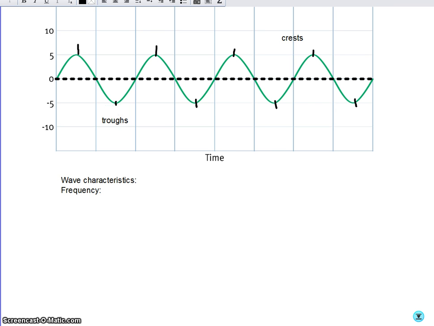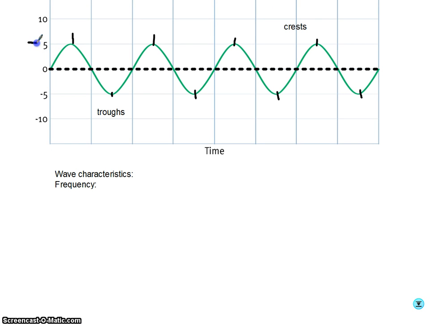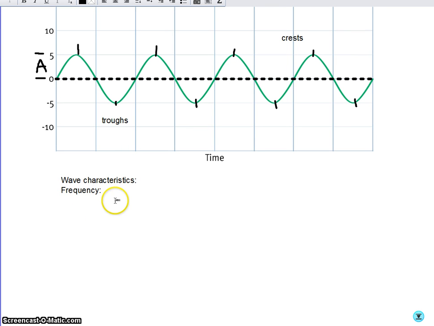We've already talked about amplitude, but let me just point out that the amplitude is the distance from the equilibrium position, which I have with this dotted line, to either a crest or a trough. So that represents the amplitude. Okay, so the frequency in terms of a wave definition would be the number of crests that pass a point in 1 second. And again, the unit for frequency is hertz.